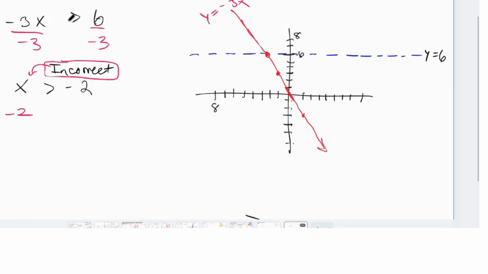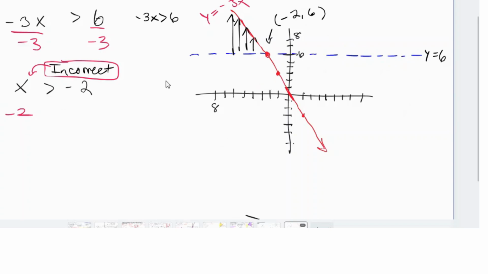Well, -3x has to be greater than 6 for some x value. It's only greater than that for everything before -2, because -2 is our solution point. Our coordinate solution is -2, 6. That's its intersection point, or coordinate solution point, however you want to say it.